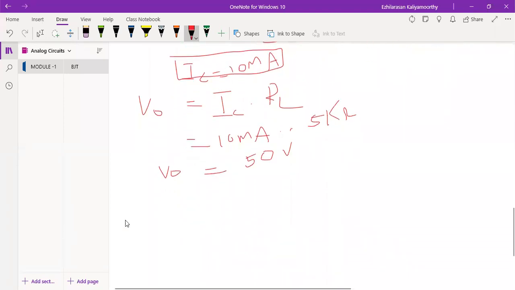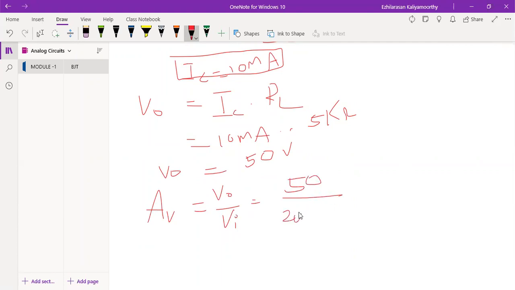Now let us calculate the amplification. That is the voltage gain. What is the voltage gain? The voltage gain is nothing but the ratio of the output voltage to the input voltage. That is V naught by Vi. So it's equal to, V naught is nothing but 50 volt, Vi is equal to 200 millivolts.